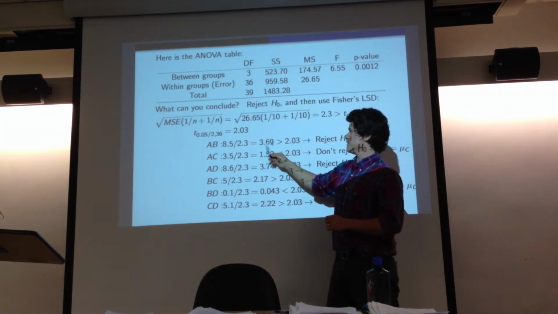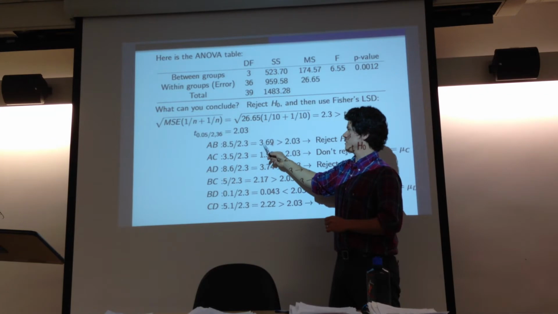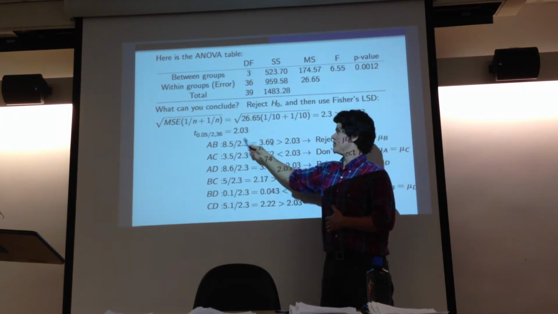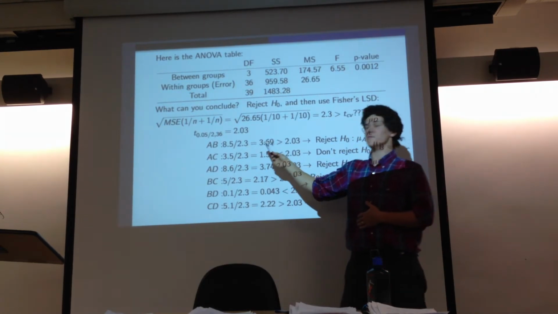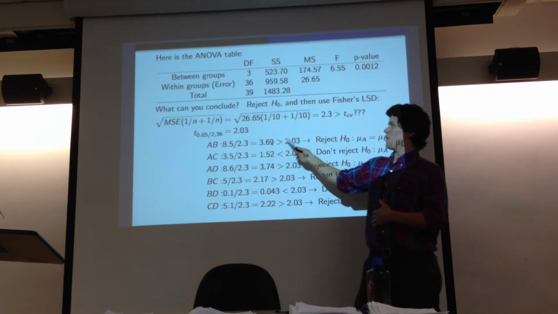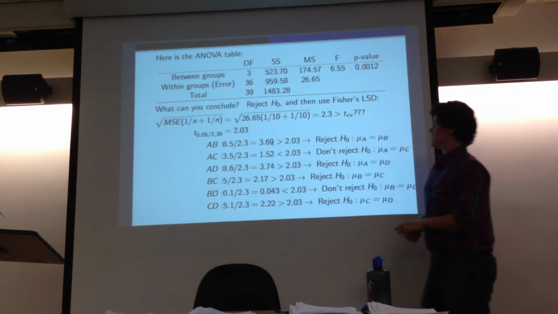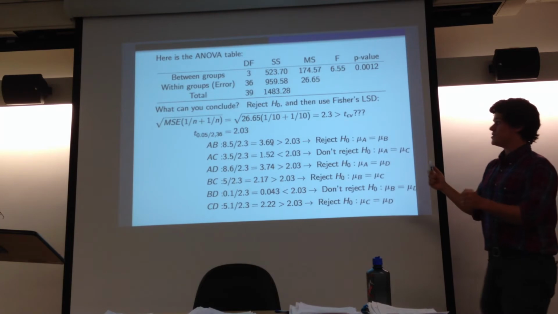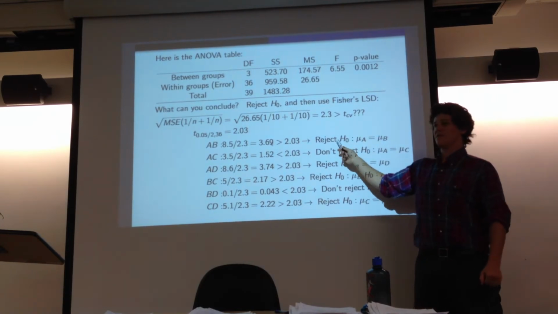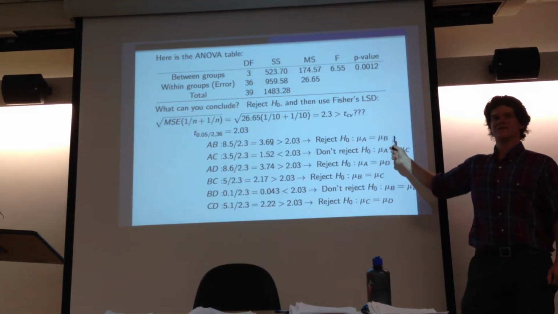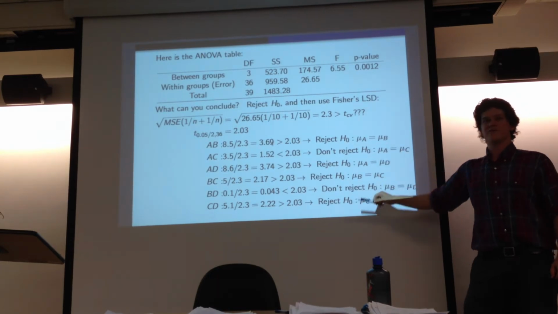We're just comparing 3.96, which is our test statistic calculated from comparing the means here, to our critical value. And so when you compare grandma 1 to grandpa 2, you can reject the null that they're equal. And you can go through and do that for the rest of the pairs too.